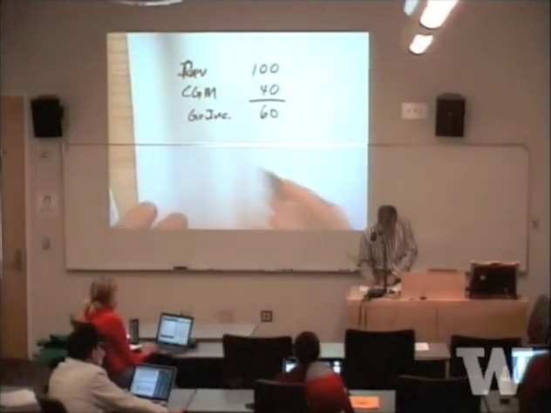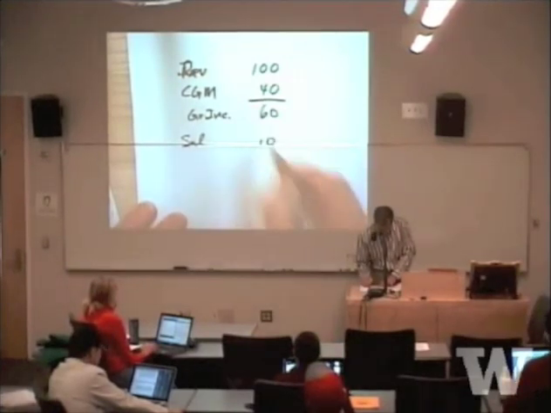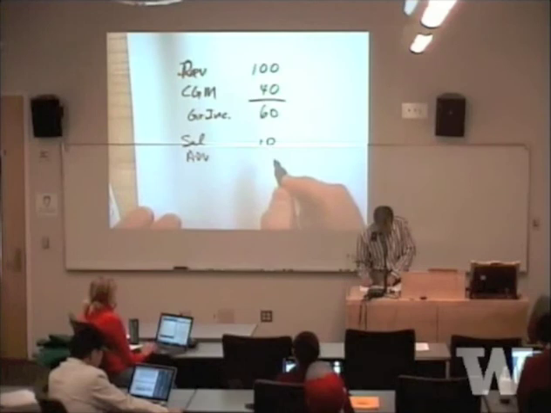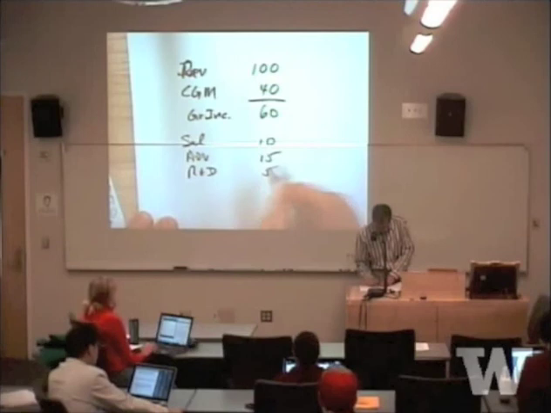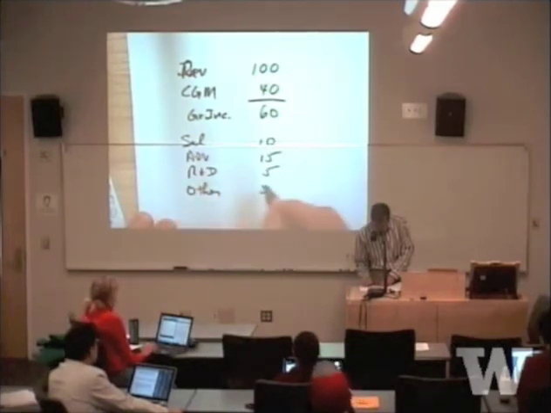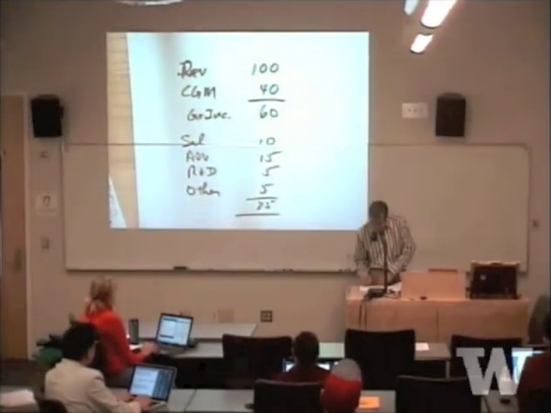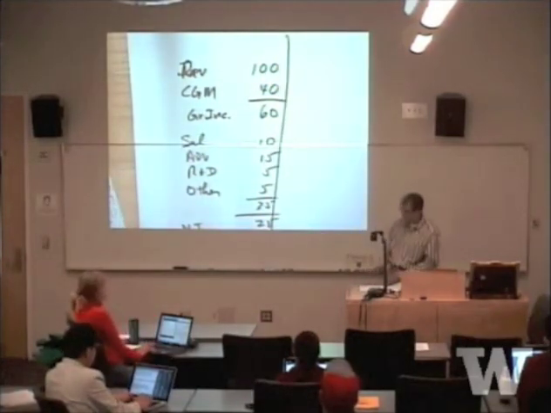And it also says that salaries are 10, advertising is 15, R&D is 5, and other is 5, giving a total of 35, meaning 60 minus 35 is 25, net income of 25.